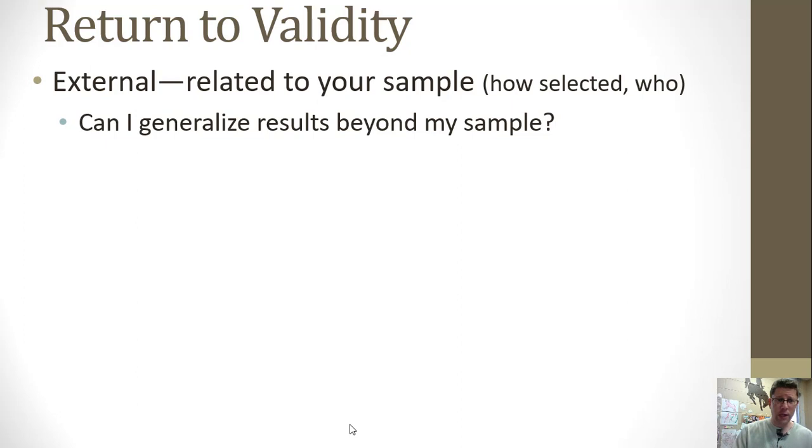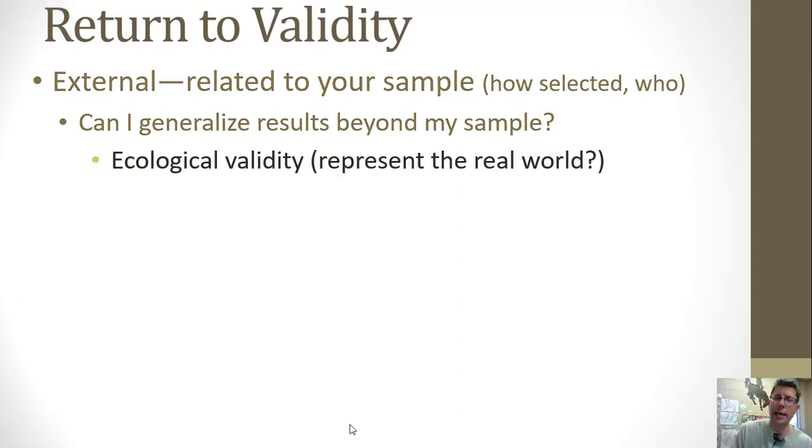Okay. Now there's one specific kind of subtype of external validity. It's called ecological validity. And this is all about, when I run my study, do the results of my study represent how things work in the real world? Okay. So oftentimes people will argue that, well, if you ran your study in the lab and it was very controlled, it's got lower ecological validity because it looks less like how things work in the real world.